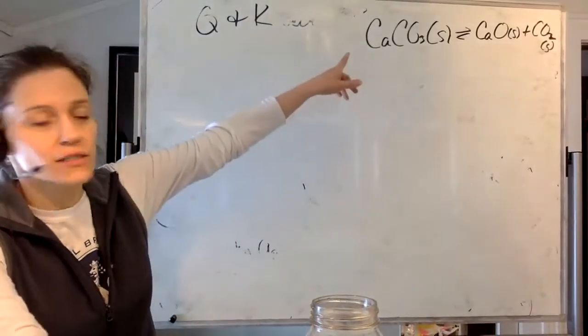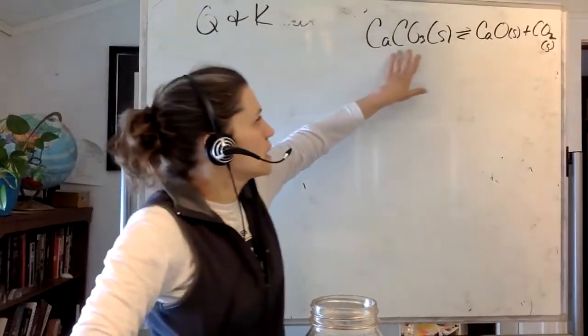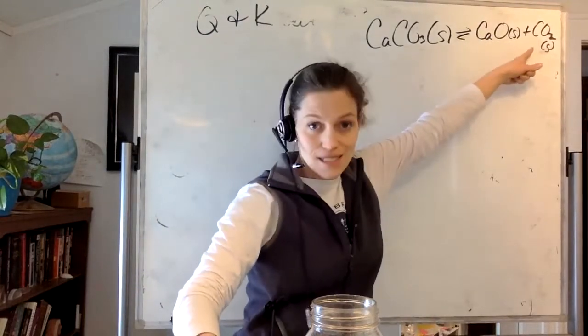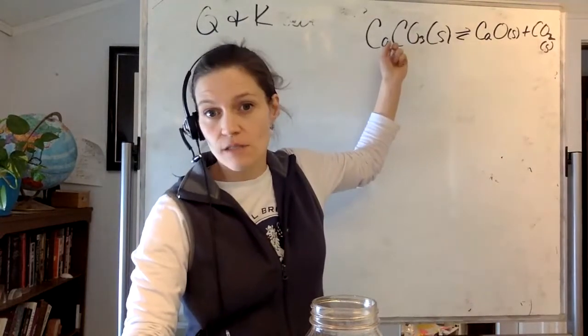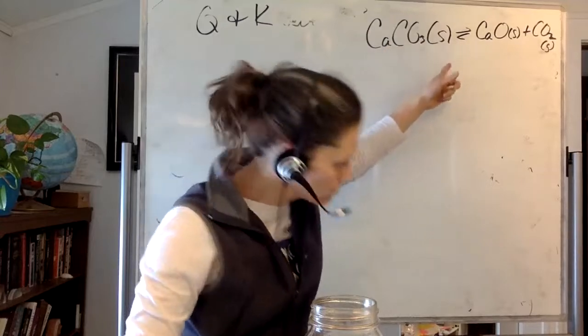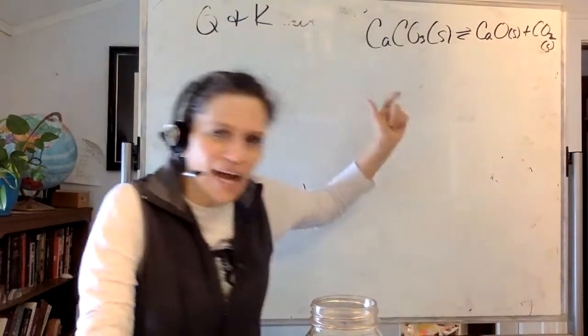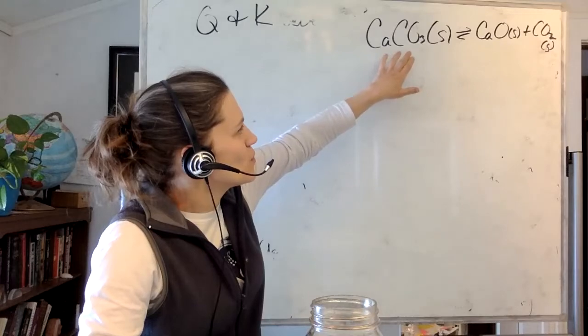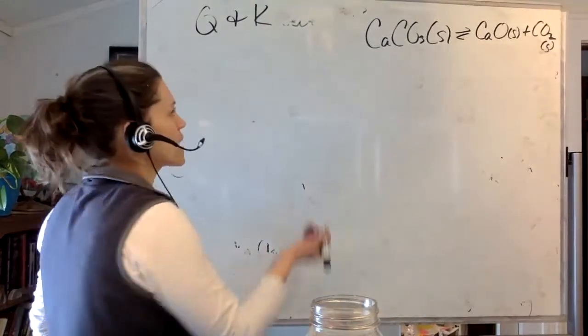Okay, the example is calcium carbonate. CaCO3 in solid form goes into calcium oxide, this is quicklime, plus CO2. So this is just lime. That's called quicklime. Cat just made a weird sound. It's concerning. And so the question then is, well, what is the reaction quotient?